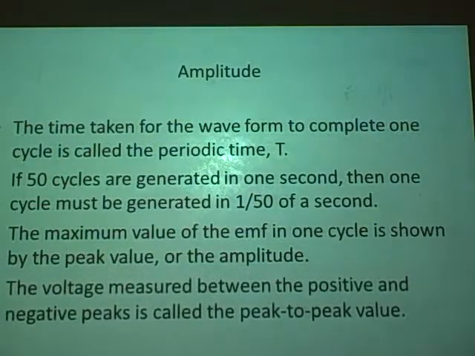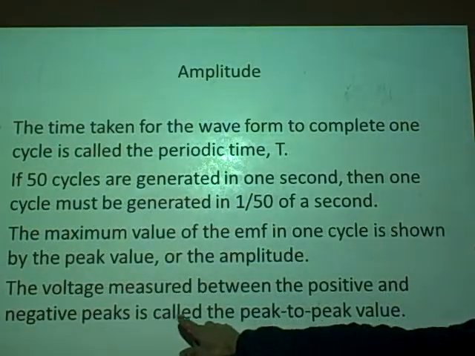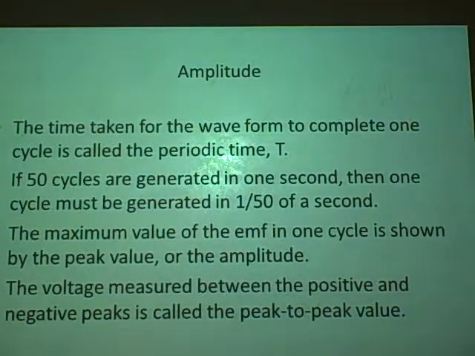Okay, I've got a feeling there's another one for you coming up. Bullet point number 4, the voltage measured between the positive and negative peaks is called the peak-to-peak value or the peak-to-peak voltage, whichever you prefer. So bullet point number 4, the voltage measured between the positive and negative peaks is called the peak-to-peak value or voltage.